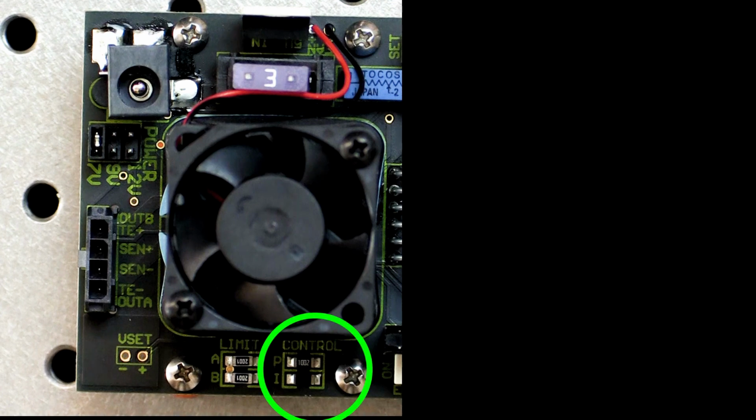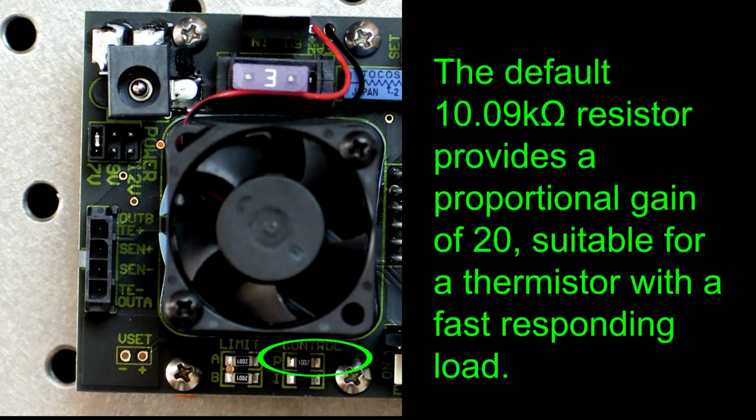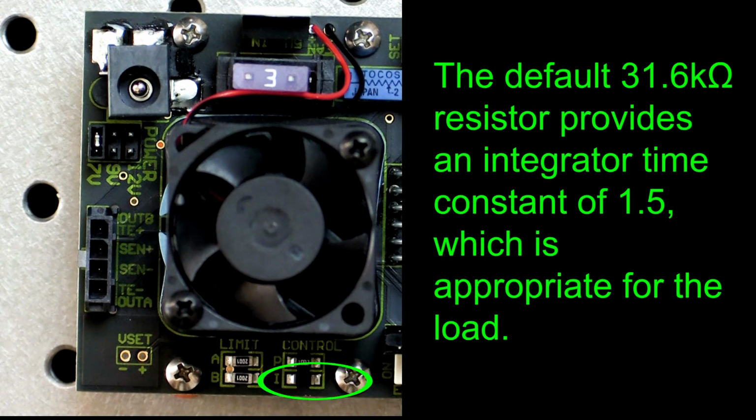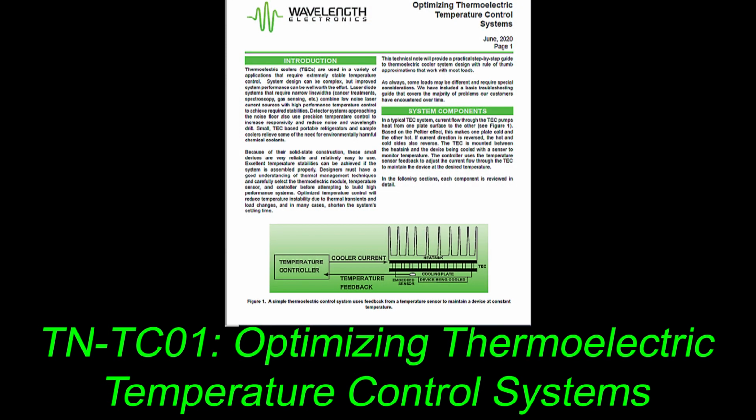Now we will set the proportional gain and integrator time constant resistors. The default 10.09 kΩ resistor provides a proportional gain of 20, suitable for a thermistor with a fast responding load. The default 31.6 kΩ resistor provides an integrator time constant of 1.5, which is also appropriate for our load. For more information on optimizing control, refer to the tech note on optimizing thermoelectric control systems on our website.